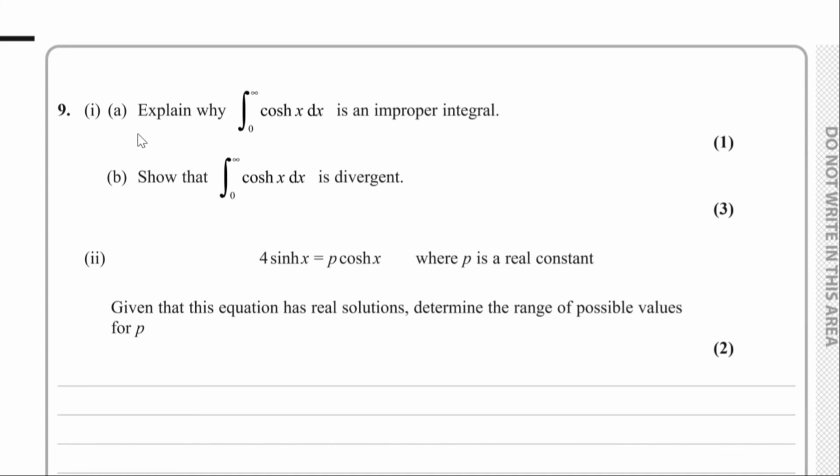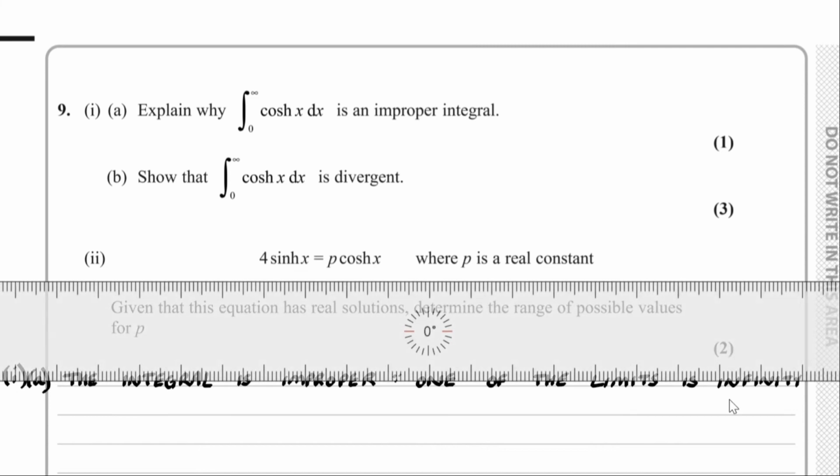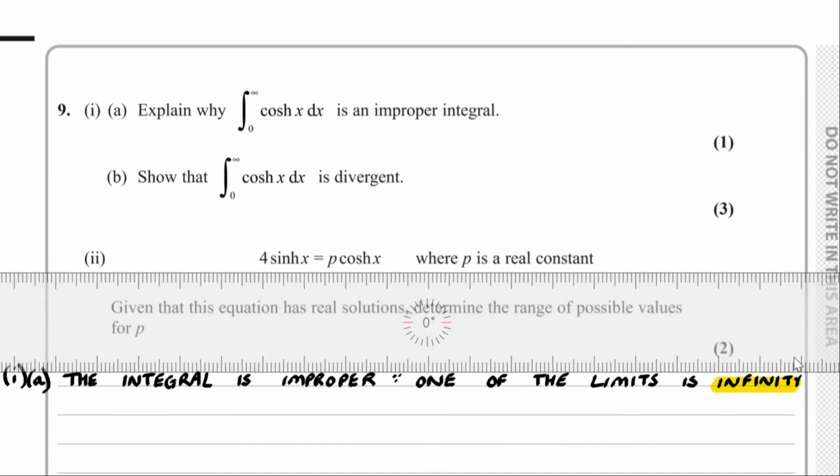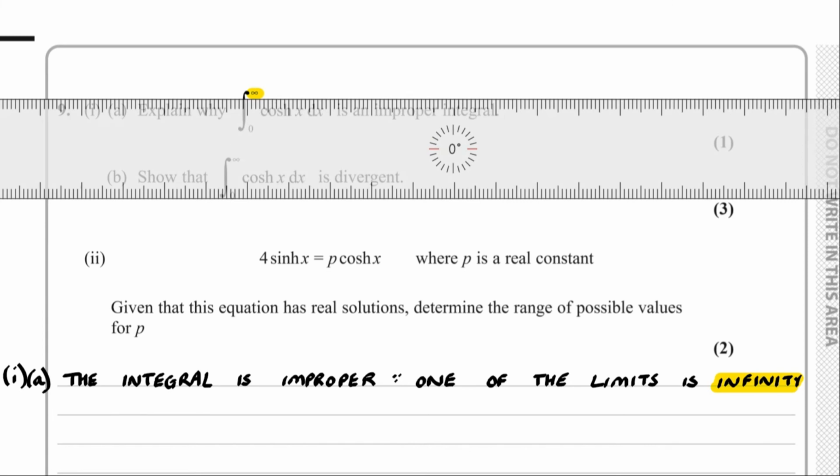Question number 9. For the first part, we have to explain why the integral of cos x with respect to x between 0 and infinity is an improper integral. Well, the integral is improper, and that's because one of the limits is infinity. So we have the infinity as we see over here.